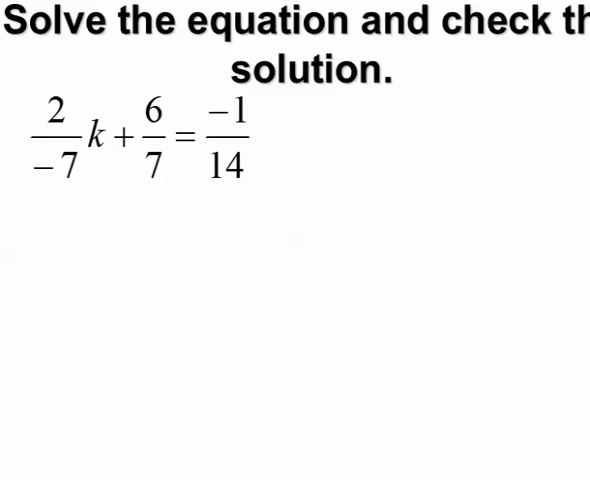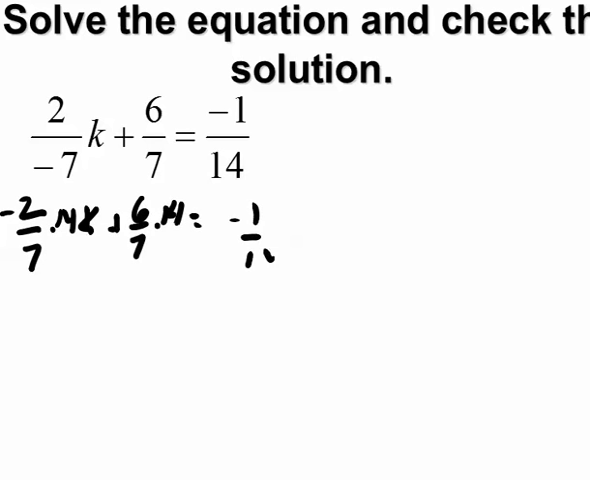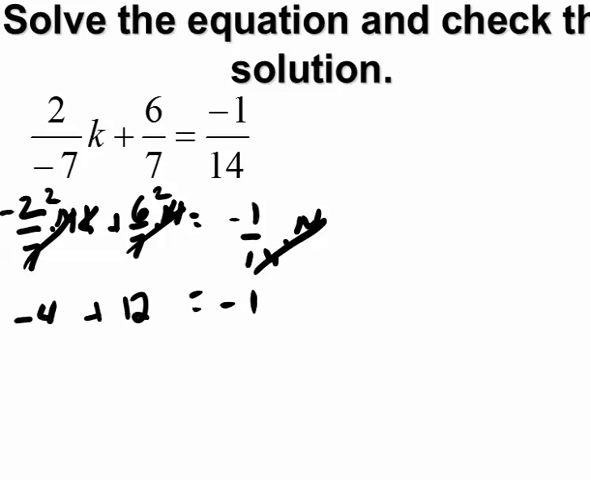Once again, we have 2 different denominators. I'm going to clear the fractions first. I will choose to multiply by 14. So negative 2/7 times 14k plus 6 over 7 times 14 is equal to negative 1 over 14 times 14. This will be negative 1 on this side. This will become 2, which is 2 times 6 is 12. Those will cancel, becomes 2. Negative 4x.